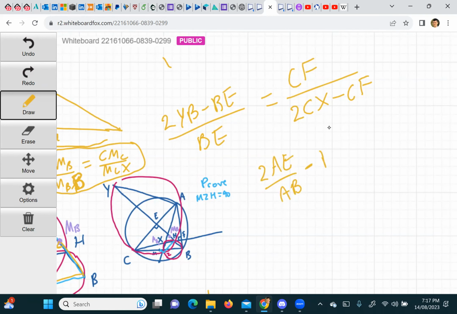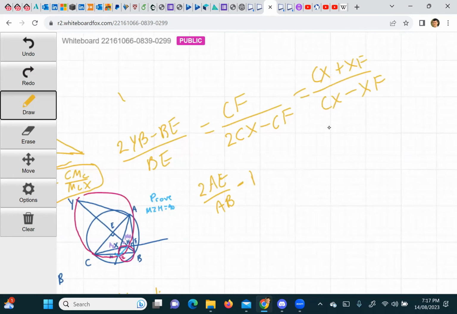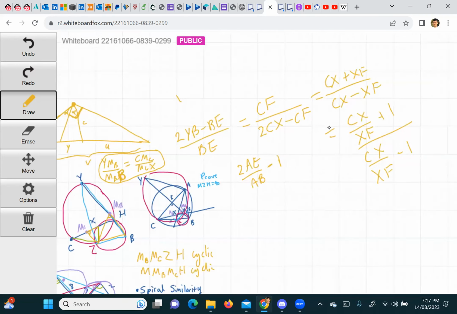Maybe we could write this as something like, CF is CX plus XF, and the bottom is CX minus XF. Does that help? Why is yours longer than mine? If you divide by XF, you get CX on XF plus 1 on CX on XF minus 1. And what's CX on XF?